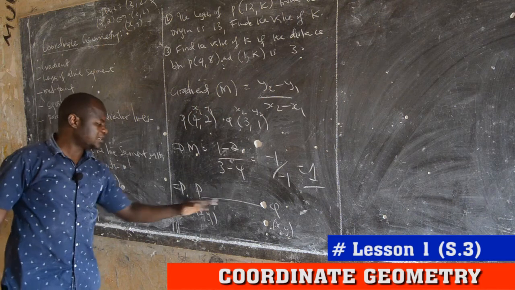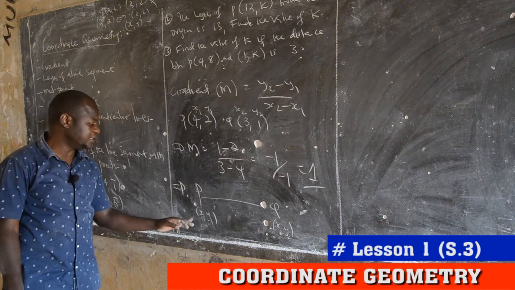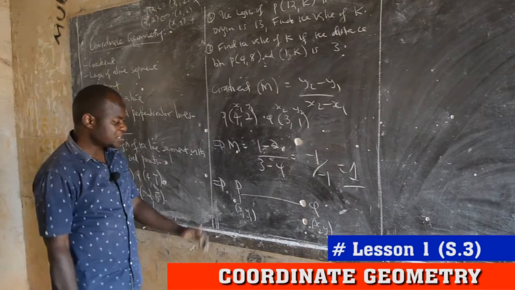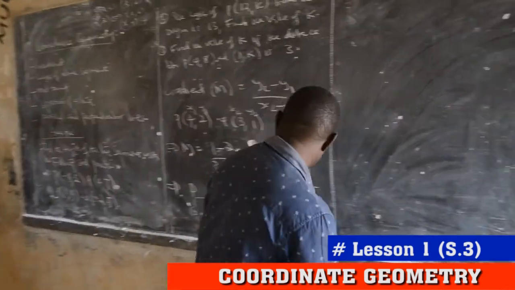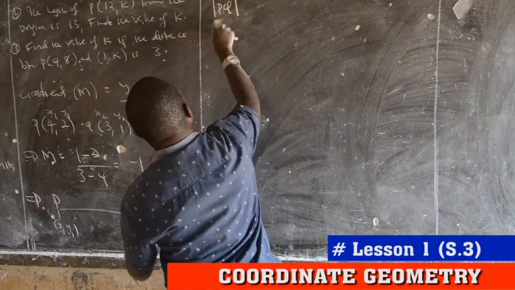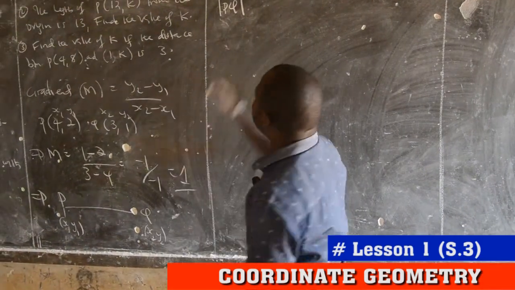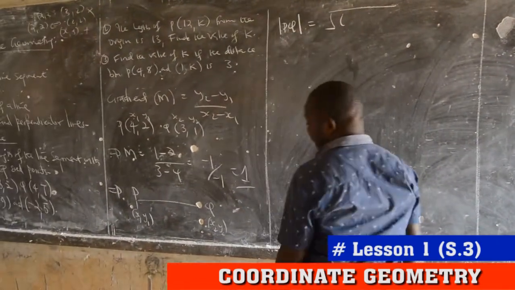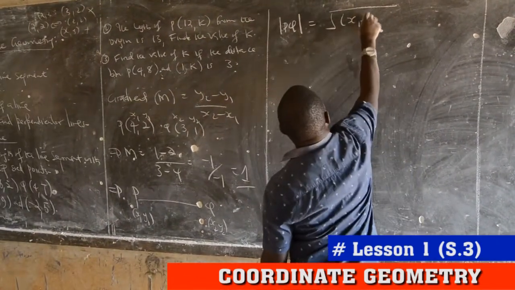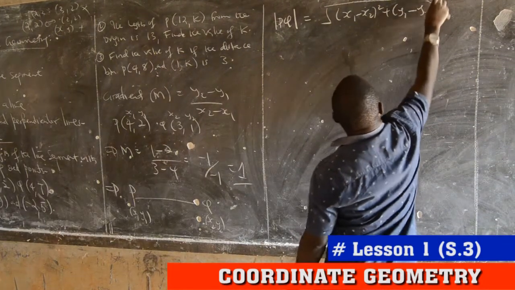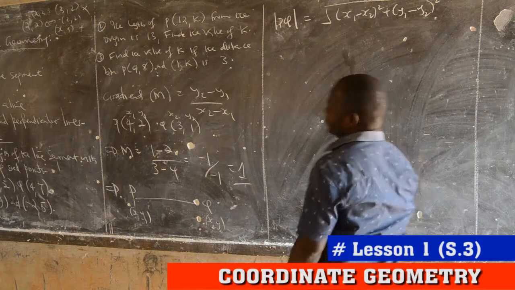If these are the end points, we can also call it the length of a line. These points are the extremes, so you can get the length of that line. We said you can get this by using the formula, the modulus of PQ, which means the length of a line, is equal to the square root of (x1 minus x2) squared plus (y1 minus y2) squared. This is how we get the length of the line.